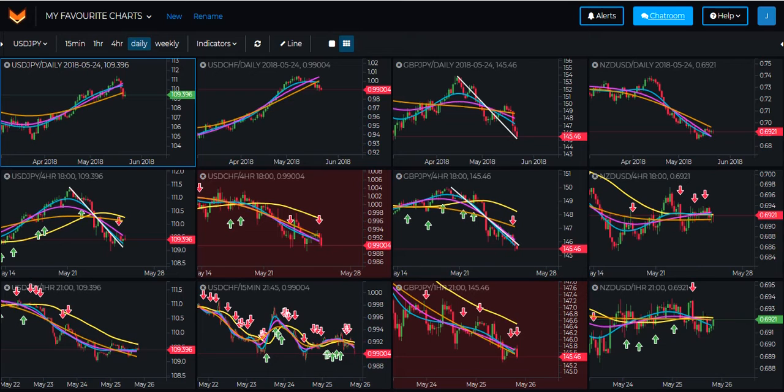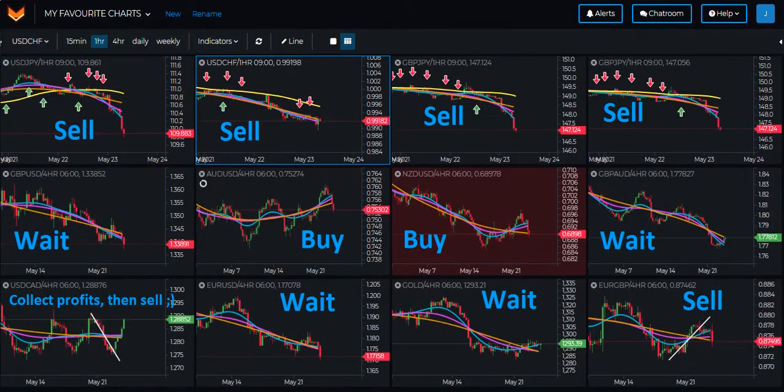Okay, so let's go over to the charts and take a look. Now for those of you in our chat room, you may remember that we posted this image last week which indicated our sentiment towards several different currency pairs. So let's begin by taking a look at how those markets ended up.